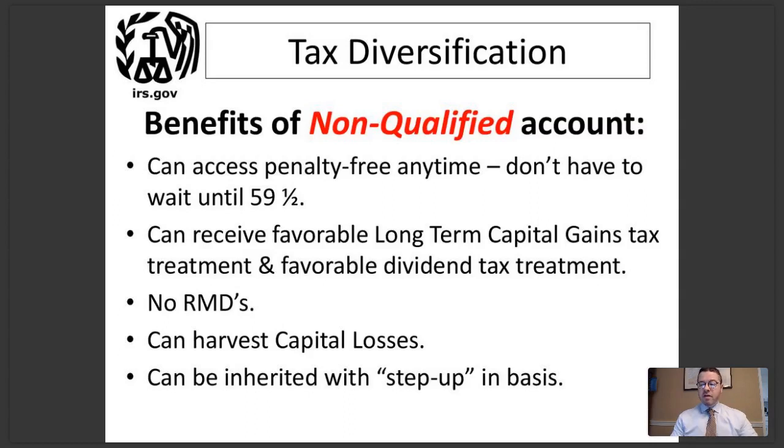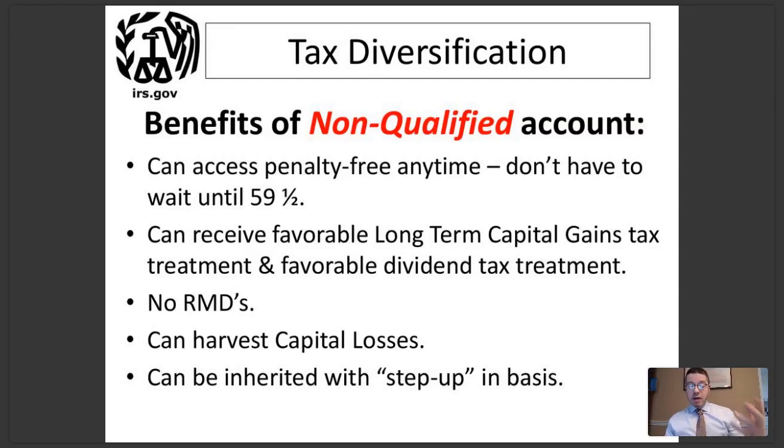So let's talk about the benefits of non-qualified accounts. There are 5 bullet points on this slide. The first bullet point is a convenience bullet point. The last 4 are tax bullet points. So let's talk about the first one. We mentioned this earlier: non-qualified accounts have no liquidity restrictions. You can access the money penalty-free anytime. You don't have to wait to the magic age of 59 and a half.